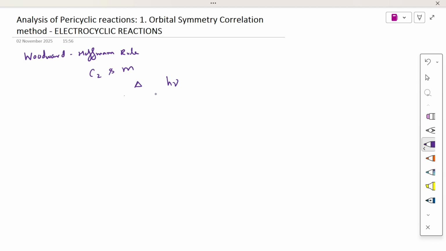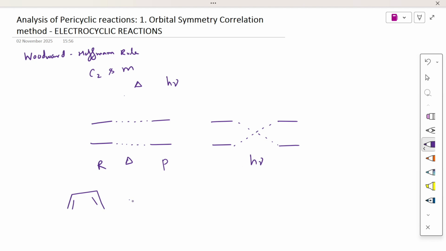So thermal and photochemical depend on whether the molecular orbitals of the reactant are matching those of the product. So these are the reactant orbitals, these are the product orbitals, and they are matching with each other at the nearest energy in the ground state. This is thermally allowed. But if the orbitals do not match in the ground state but they match in the first excited state, then they are said to be photochemically allowed. Let me explain this by taking an example of cyclization of 1,3 butadiene to cyclobutene. Okay, let us see how to do this.